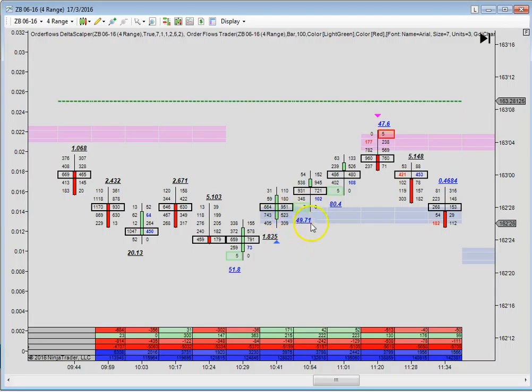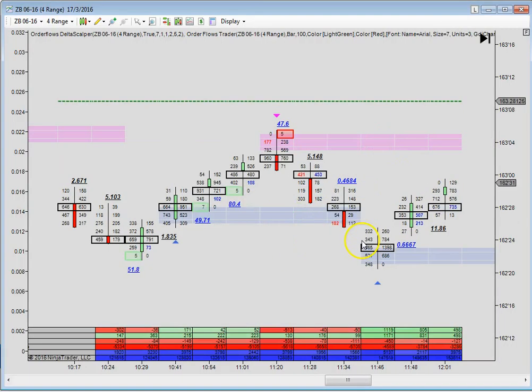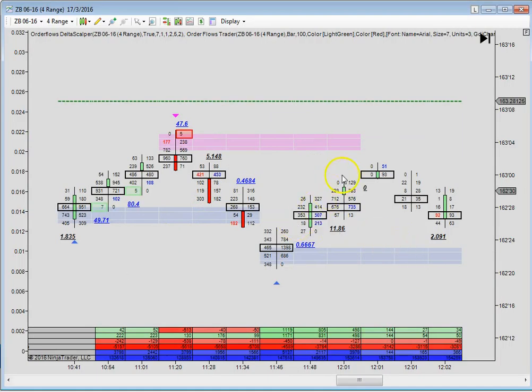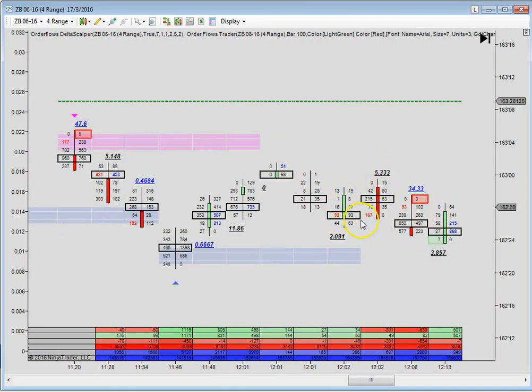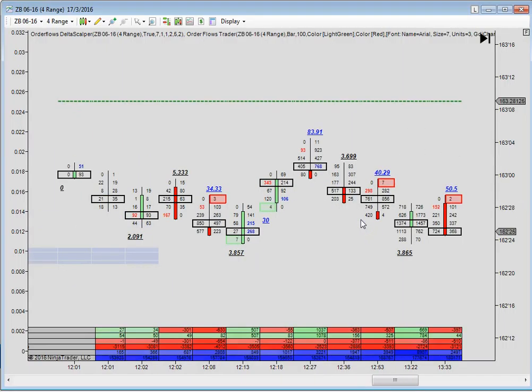It's nice when you get ratios around the Deltascalper kicking in. So you got a buy here, a sell here, followed by another buy here. There's a short-lived buy. You just sort of went sideways the rest of the afternoon, sideways to higher.